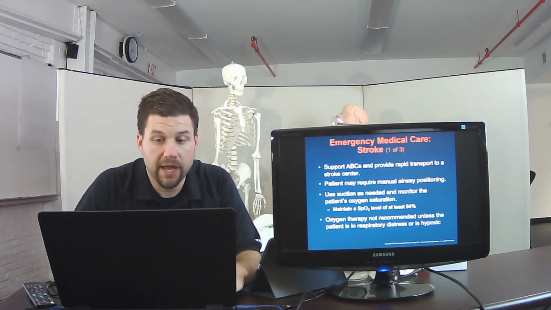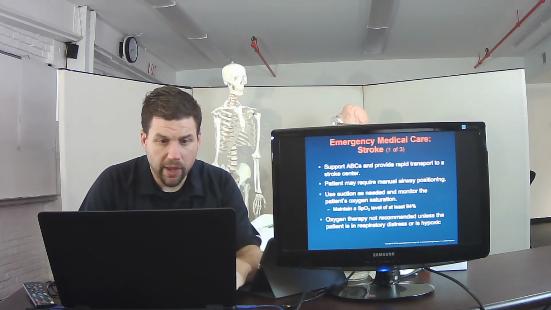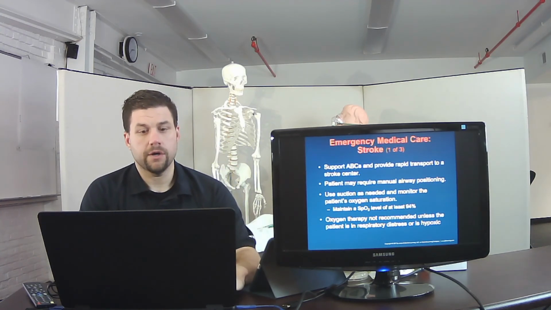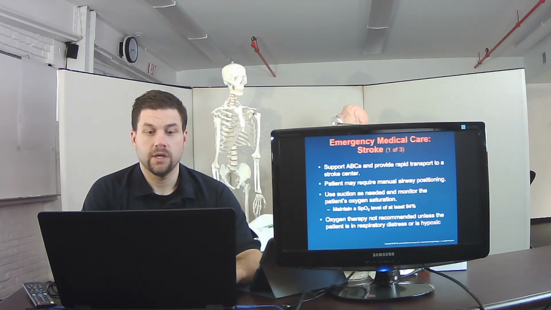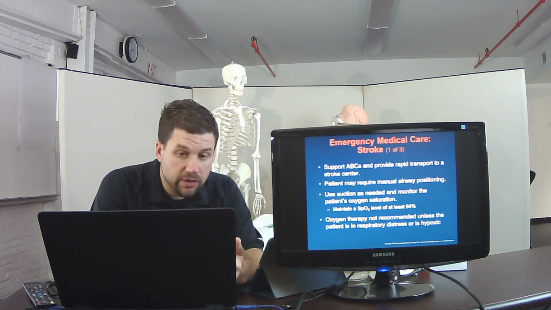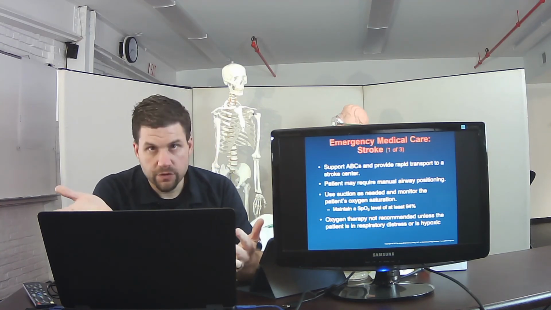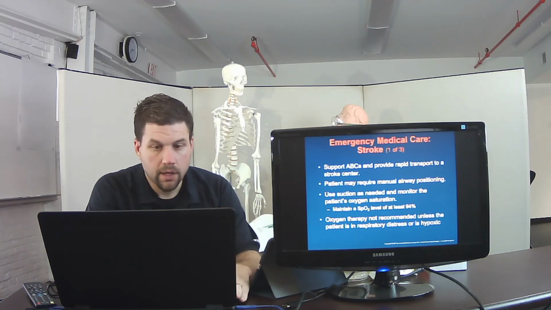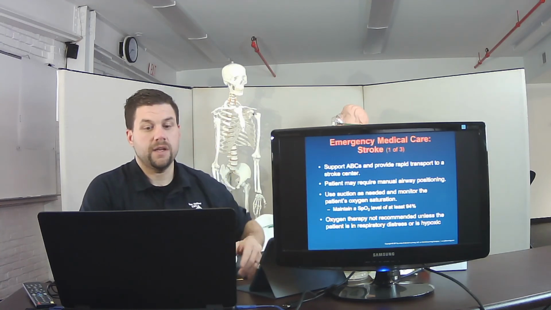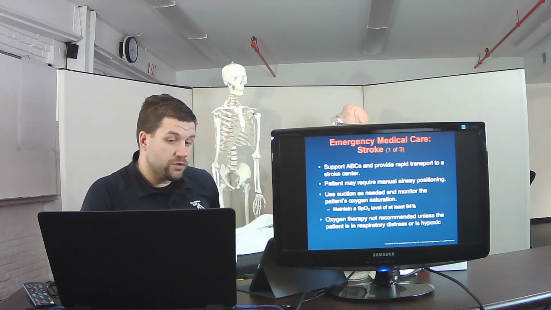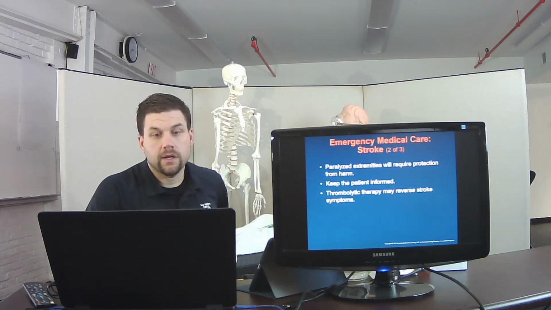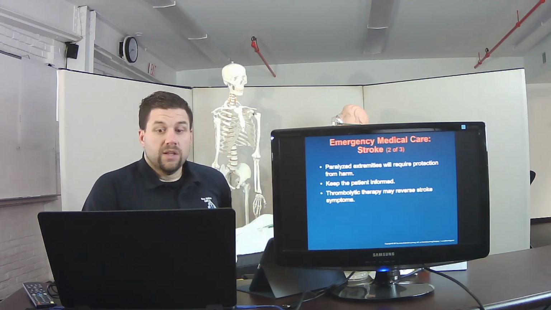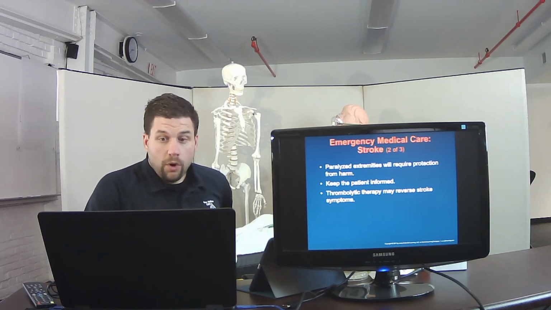Patient may require manual airway positioning, so opening the airway. Use suction as needed and monitor the patient's oxygen saturation. Maintain a pulse ox saturation of at least 94%. These are things that go for all patients, right? Oxygen therapy is not recommended unless the patient is in respiratory distress or is hypoxic. Paralyzed extremities will require protection from harm.